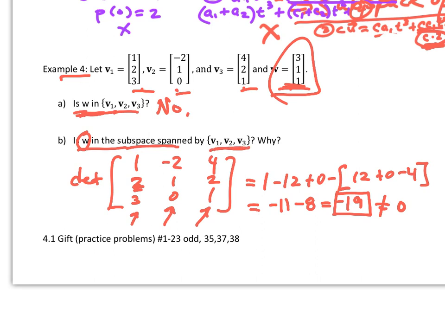So there we have some examples of what we're dealing with for subspaces. Make sure you look at this one and make sure you understand that one.